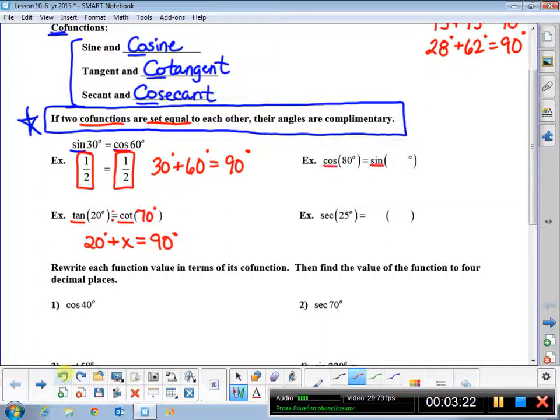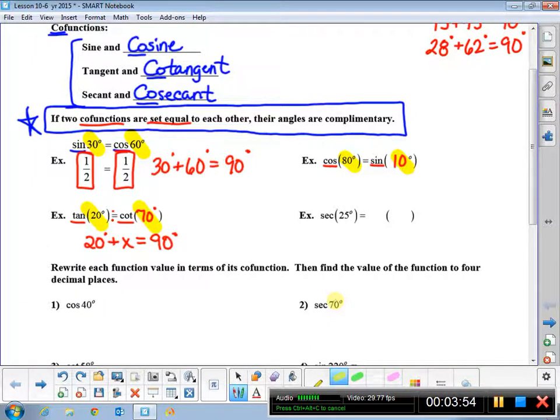Cosine, sine. So the cosine of 80 equals the sine of what angle? What angle, if we put it there, will add the angles up to 90? I'm messing up my grammar, but hopefully you get the idea. Let's see what we got down here. All right. The angles need to add up to 90.